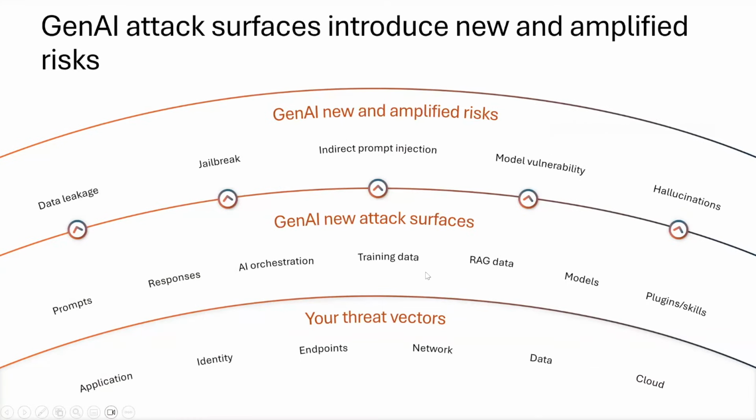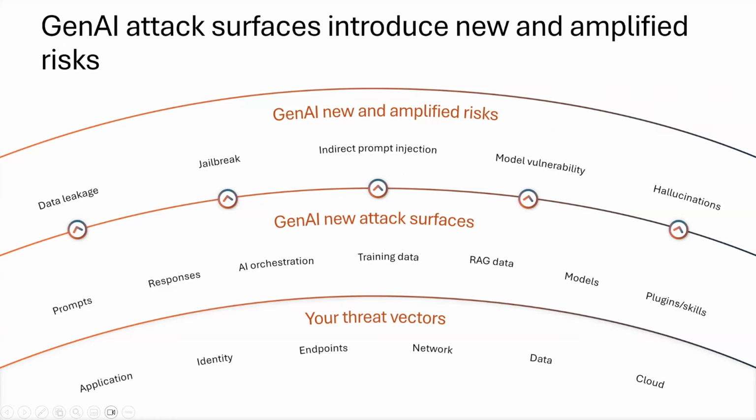When we look at the attack surface in a custom built AI application, you have all your regular threat vectors that were always there, like application, identity, network, data. Then you have the new attack surfaces like model, RAG data, training data, the AI orchestration, the prompts and responses. And you also have new risk and amplified risk. What do we mean by that? New risk of model vulnerability, data leakage, jailbreak, indirect prompt injection.